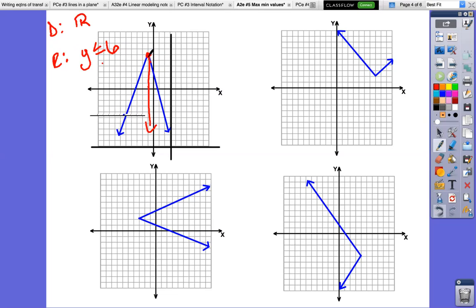Again, why is it less than or equal? Because this is the maximum value at positive 6. Just looking at my y values, and then they go down. Any questions there?